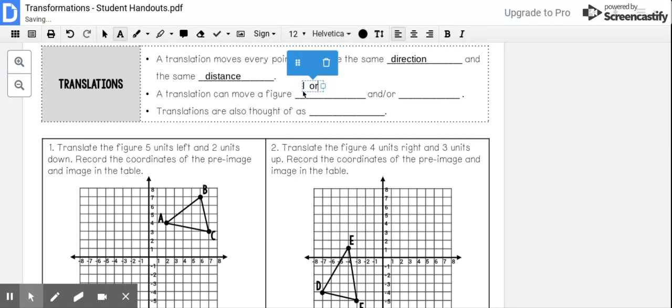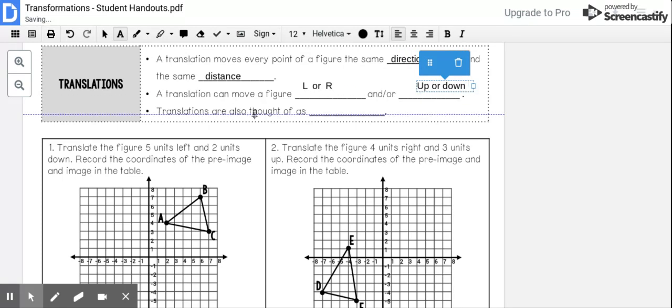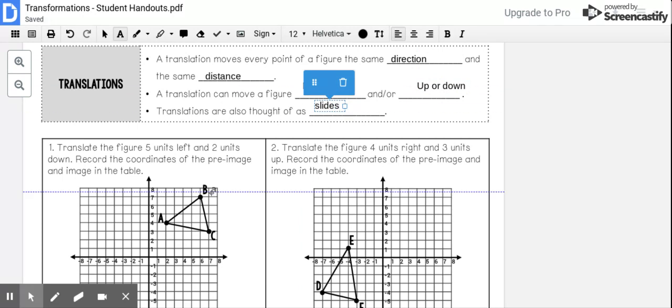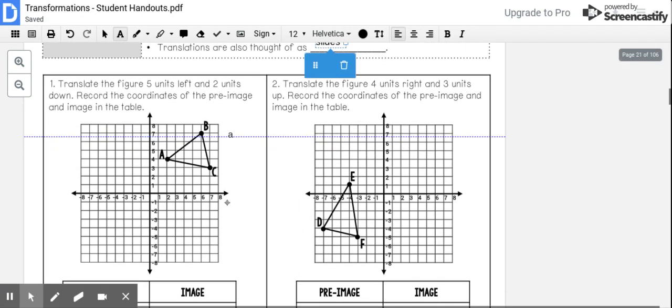So I'm just going to do L or R, left or right. Or, so it doesn't have to be both. Up or down. So translations are also thought of as slides. All right, so we're going to go ahead and start doing some of these.